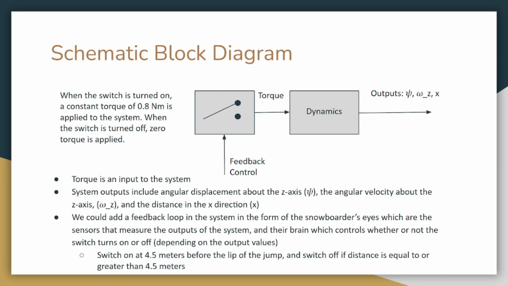When the switch is turned on, a constant torque of 0.8 Newton meters is applied to the system. When it's turned off, zero torque is applied. The input is torque and the outputs are psi, omega z, and x. We could add a feedback loop in the system in the form of the snowboarder's eyes, which are the sensors that measure the outputs of the system, and their brain, which controls whether or not the switch turns on or off. The switch will be turned on at 4.5 meters before the lip of the jump and turned off if the distance is equal to or greater than 4.5 meters.